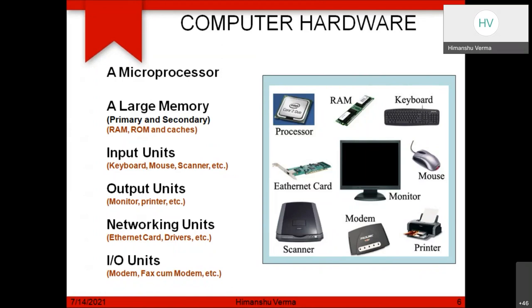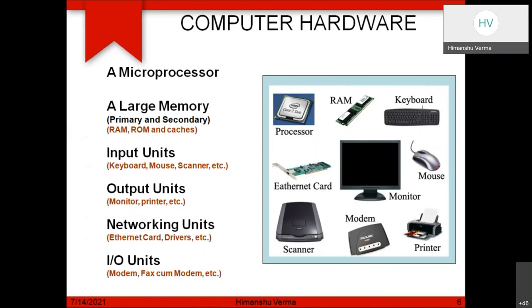It has separate units, different kinds of units. So what are the other units? Output units, like monitors, printers, speakers, and so on. A general purpose computer also has networking units like Ethernet cards, maybe Wi-Fi cards, and input output units as well, like modems. So there is no lack of resources at all.